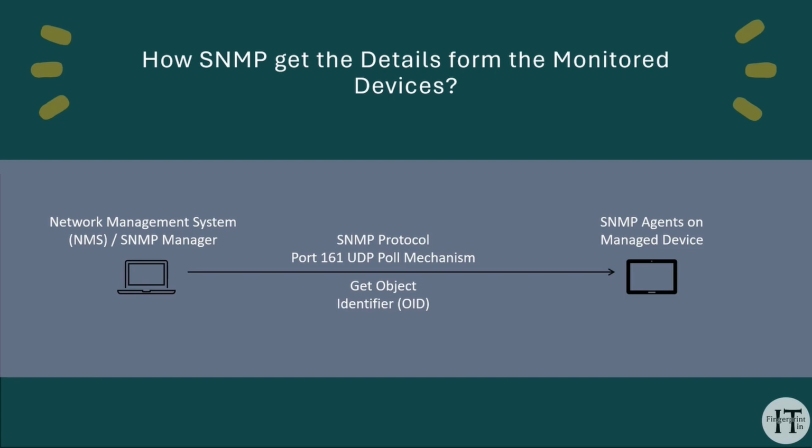SNMP has two mechanisms to work. First one is called pull, which will use port 161 UDP to communicate. It will be performing a GET command to a series of numbers that identify a specific health aspect. These numbers are called the OID, or the object identifier. The arrow identifies the source and destination.